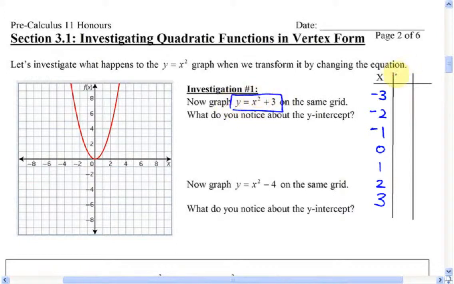So y equals x squared plus 3. I'm going to ask you to make a table of values for that one. Then plot the points on the same grid. And I want you to see what happens to the y-intercept. Okay? So why don't you do that right now? And if you finish that one, I'd like you to also graph out the one underneath, which is x squared minus 4. Once again, a table of values. Once again, plot. And what do you notice about the y-intercept for that one as well? Okay, so take a few moments to try this right now.